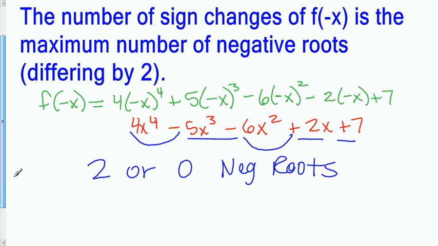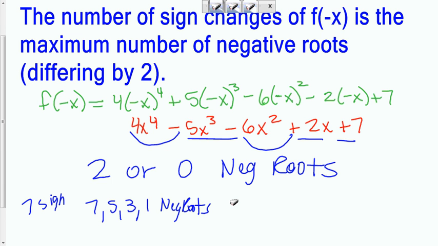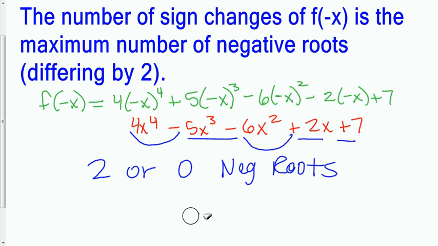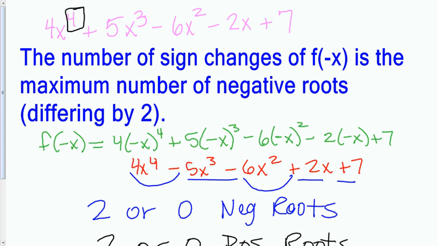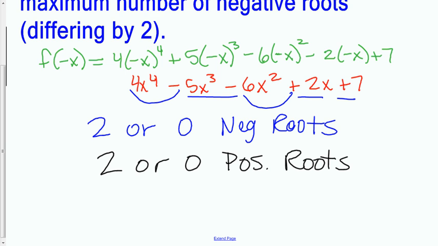And so, same thing with this. If you had something that had 7 sign changes, then that would be 7, 5, 3, or 1 negative roots, because they have to still differ by 2. Alright, so what does that mean for our polynomial function? Well, from before, we know that there are 2 or 0 positive roots. And we know that there are 2 or 0 negative roots. And because the polynomial function has a degree of 4, we know then that there are 4 roots in all.